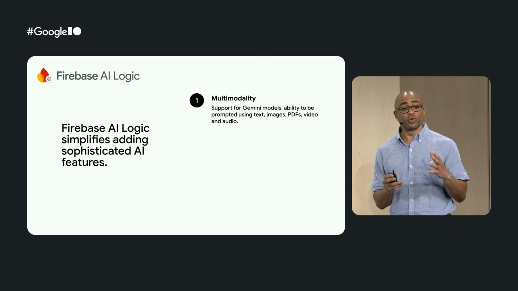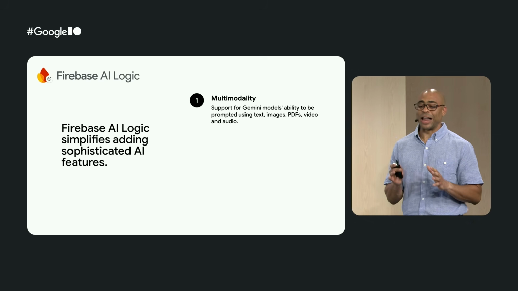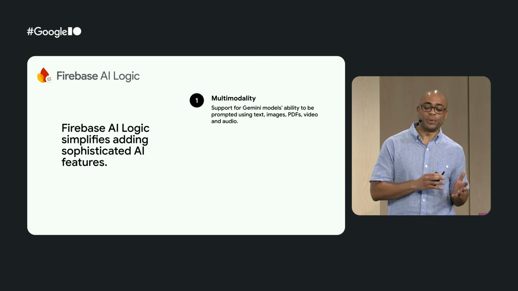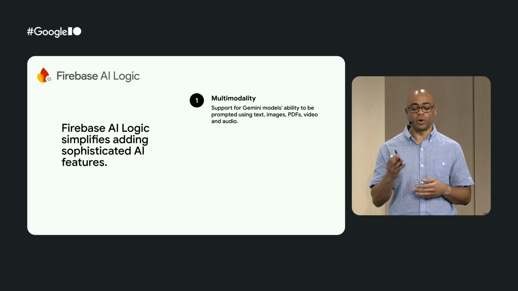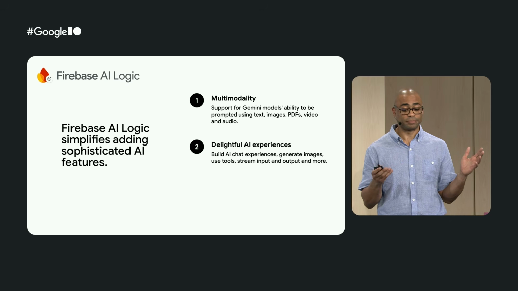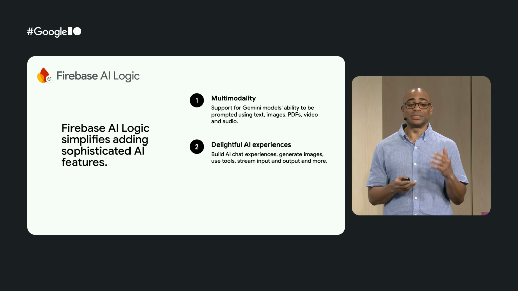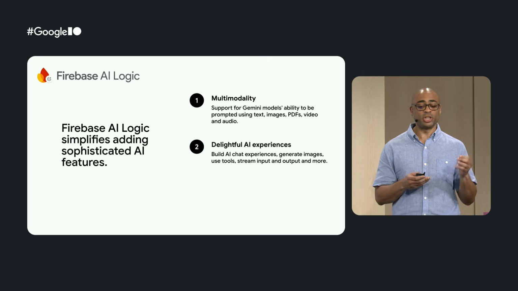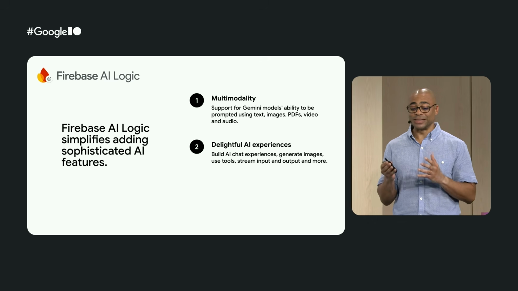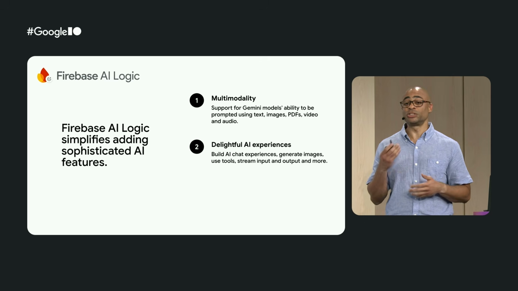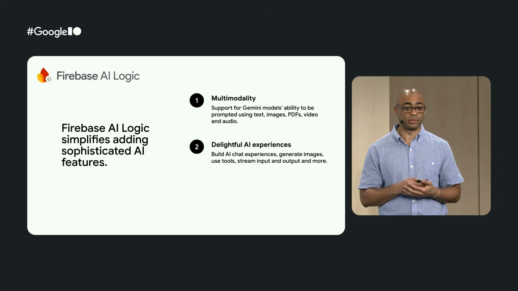Gemini models are truly multimodal. It's a huge value prop for Gemini. They accept multimodal input, and they support multimodal output. And Firebase AI Logic supports them both. It enables delightful experiences for your users, making it simple to implement things like chat, image generation, with advanced model features like tool use and function calling. They also support streaming input and output.